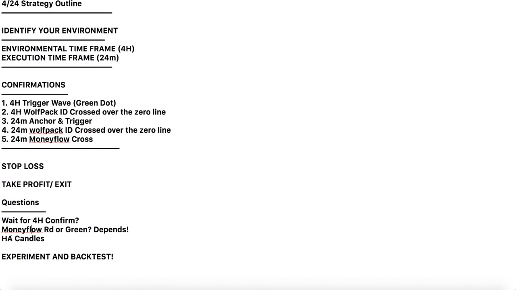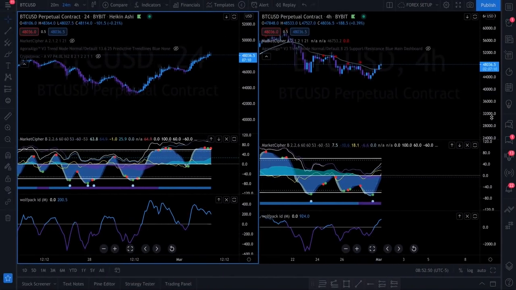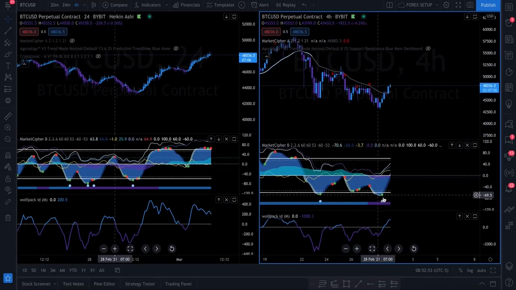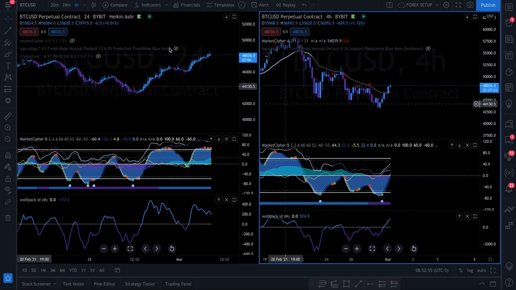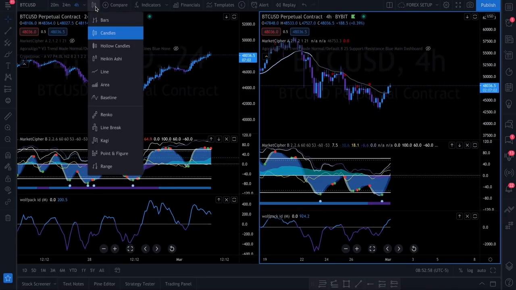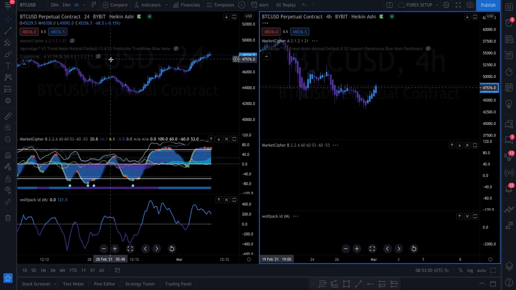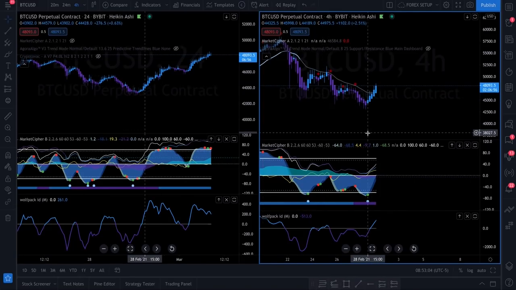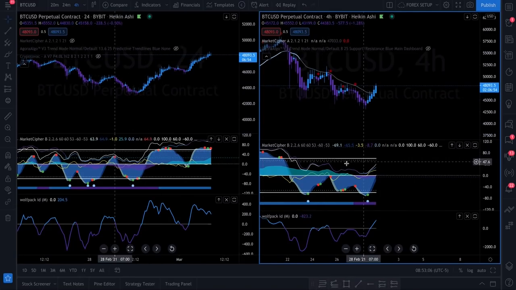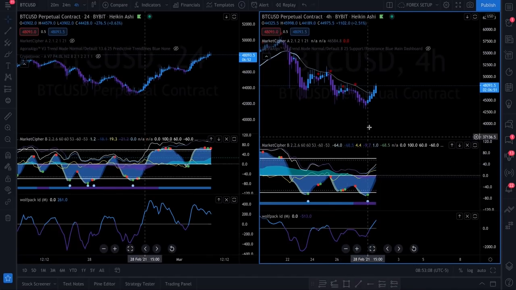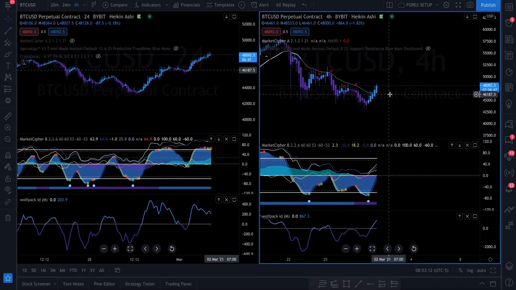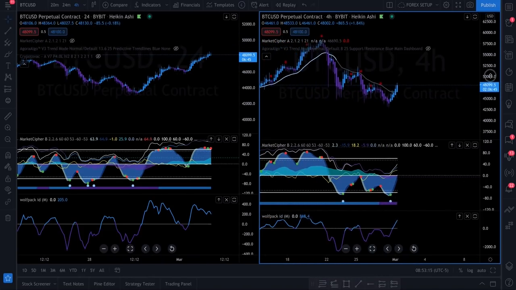Let's talk about Heiken Ashi candles versus regular candles. Heiken Ashi candles and regular candles will cause the Market Cipher B to print signals at different times. If I turn on Heiken Ashi candles right here, it's kind of hard to tell actually what happened, but these green dots and red dots will move because of the Heiken Ashi candles, because this is calculating price in different ways, kind of giving you an average so that you can see the trend more clearly.